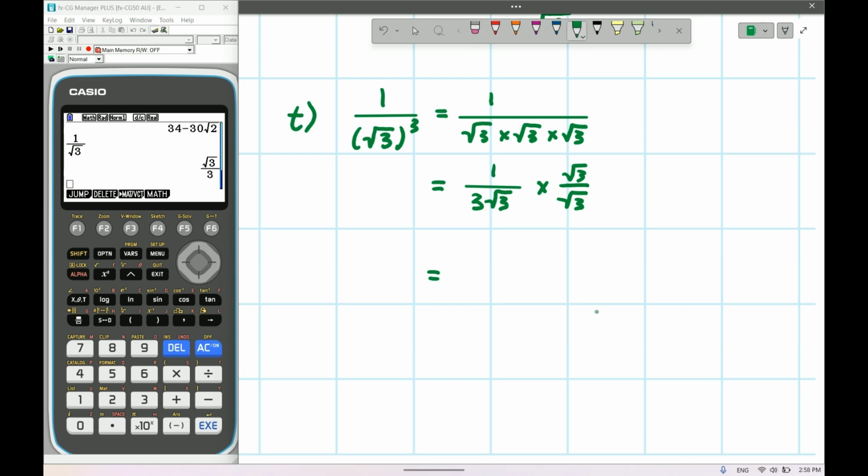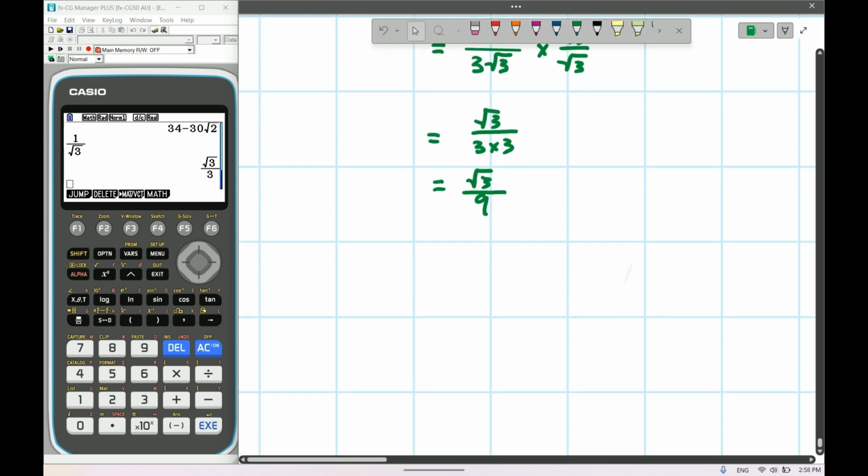So that will become root 3 over 3 times 3. So root 3 over 9. And those are the questions from 12A.3, question 1. So yeah, I'll go through the questions from part 2 right now.